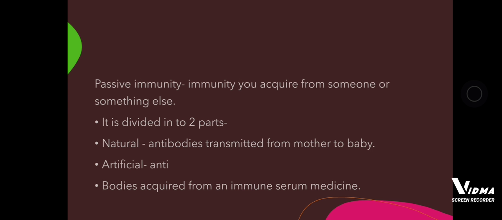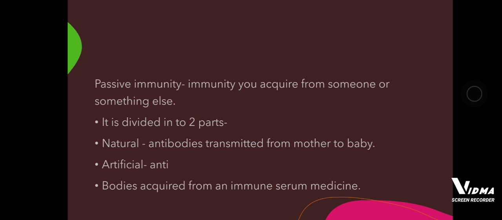Immunity that we acquire from someone or something else is known as passive immunity. Passive immunity has two parts: first is natural, second one is artificial. Natural, from mother to baby, the immunity the baby is getting, nutrition and immunity, so that is called natural immunity. So the mother is giving immunity to the baby, that is a natural method. So that is coming under natural.